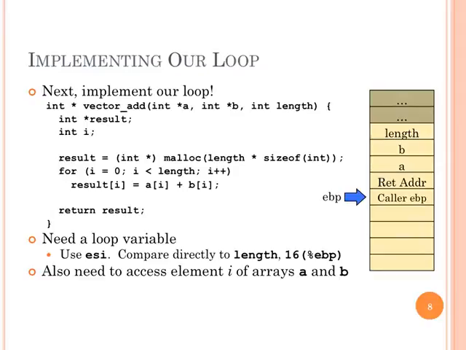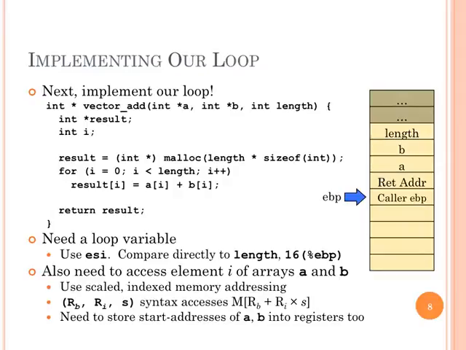So we need to access element i of arrays A and B. And so we know that we have this scaled indexed memory addressing mechanism on IA32 that's really powerful. And in fact, we can store the start of the array in one register and the index in another register, and then we can specify the element size as long as the element size is 1, 2, 4, or 8 bytes. So we actually can do everything we need with this scaled indexed memory addressing.